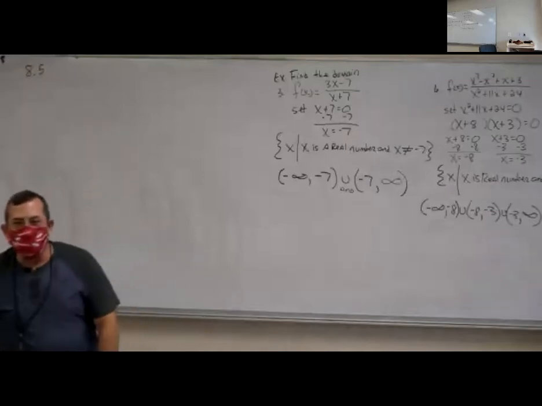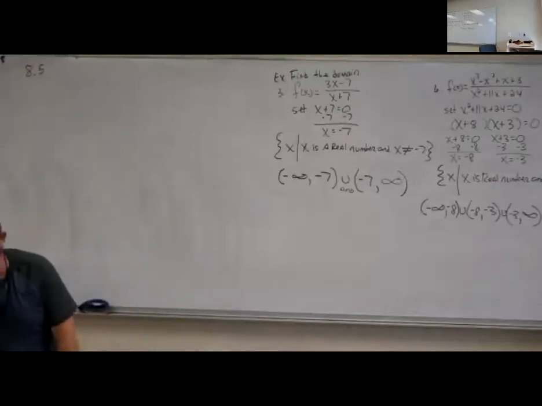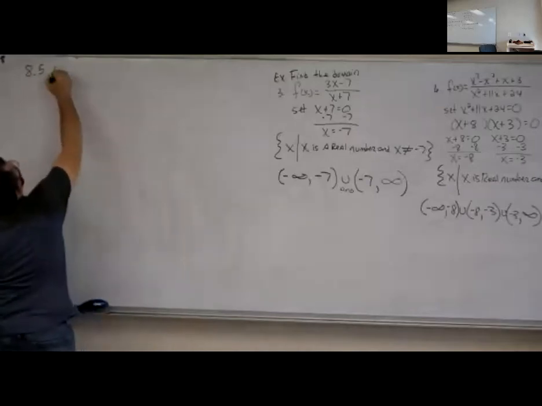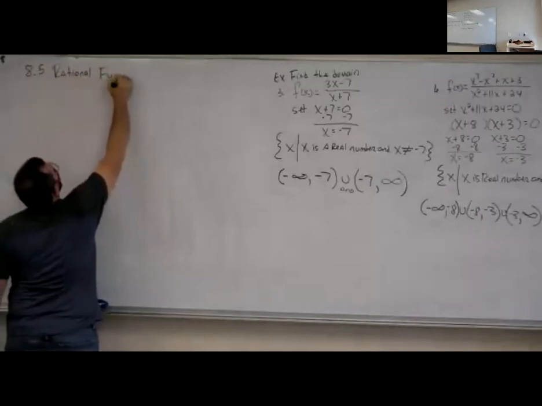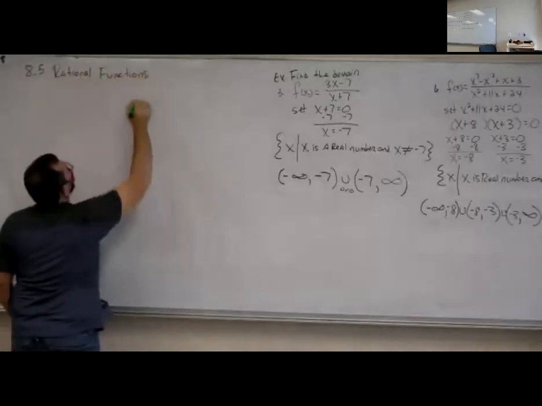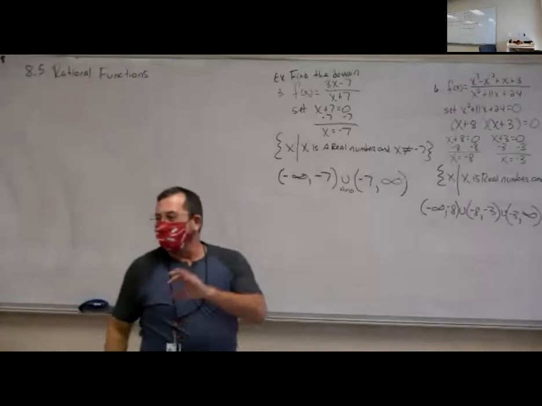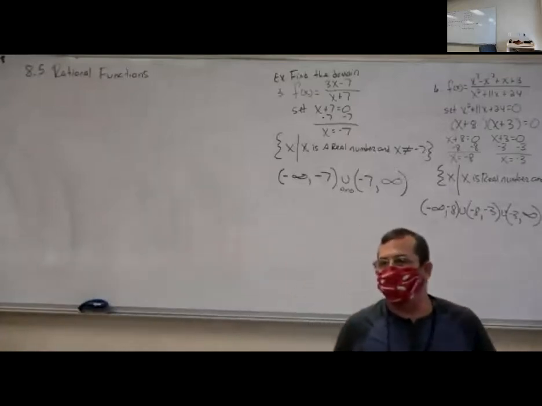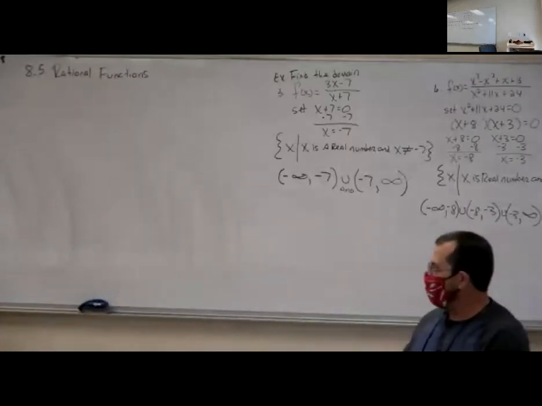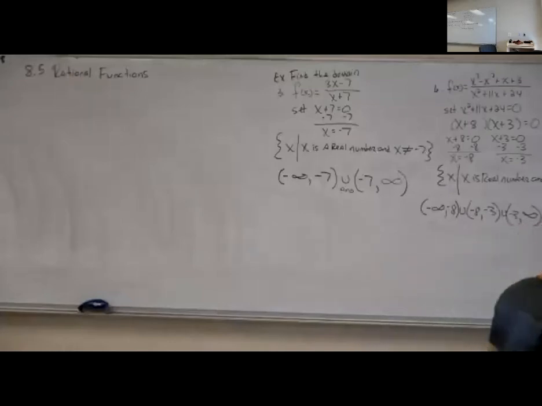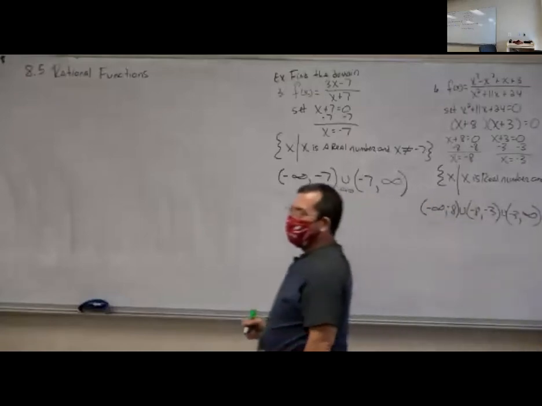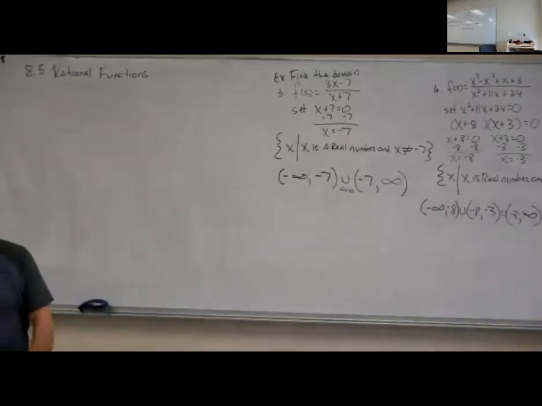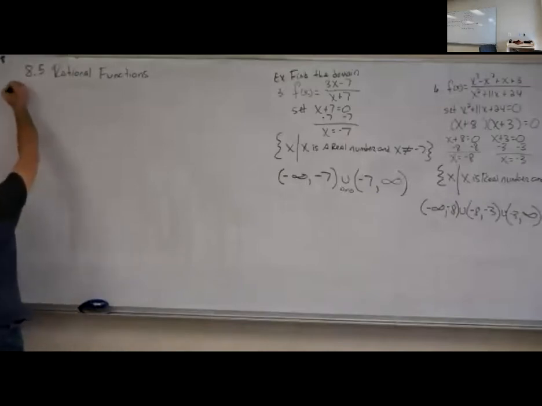So 8.5 is rational functions. So it's basically 5.1 stuff with a few things added there. Okay. So if y'all ever heard of an asymptote, I got two we're going to look at in here. The first one is a vertical asymptote.